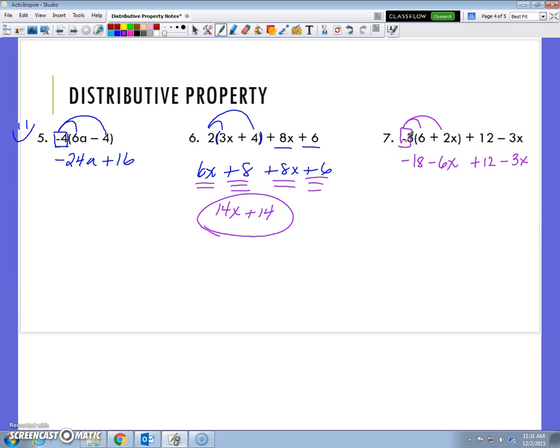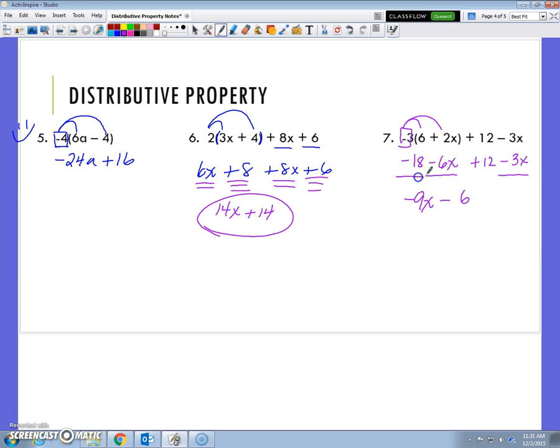Okay, now I have to combine my like terms. Because I know I'm going to have to write it with variables first, constants last, I'm going to go ahead and look at my variables. I see a negative 6x and a negative 3x. Same signs, add and keep, different signs subtract. These are the same signs. I'm going to add and keep, negative 9x. And negative 18 plus 12: different signs, subtract. 18 minus 12 is 6, but I'm going to keep the sign of the bigger number to be exact, so negative 6.